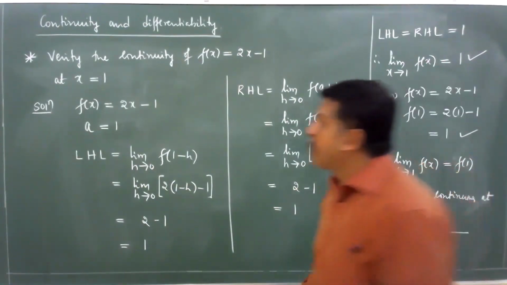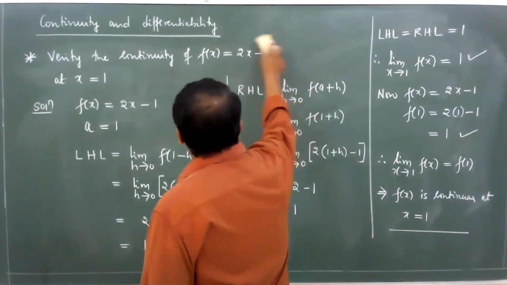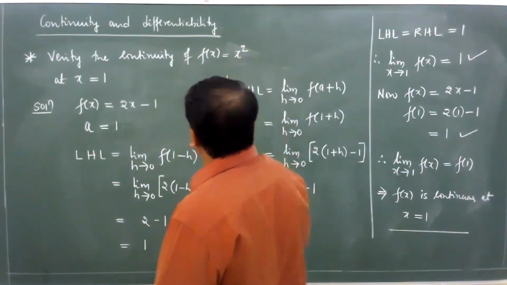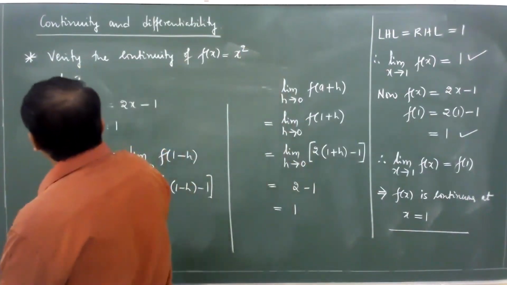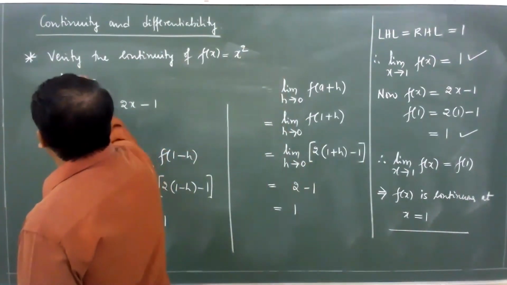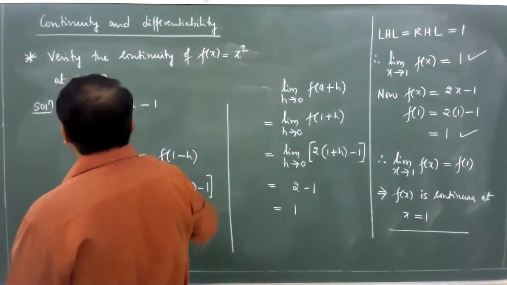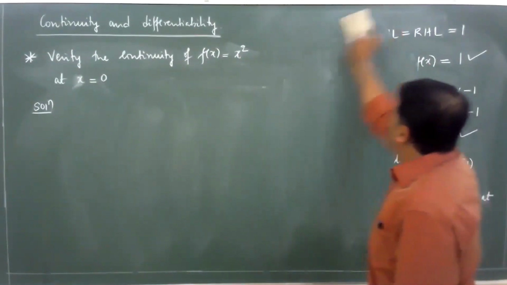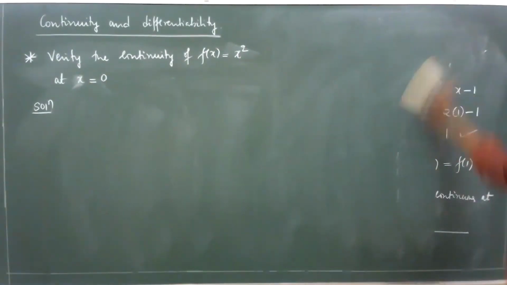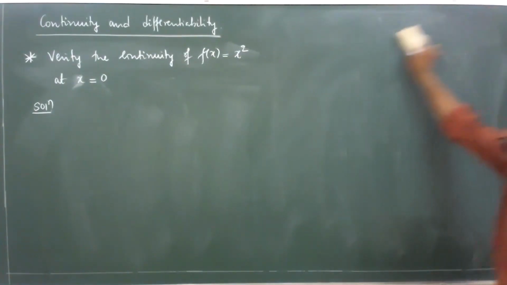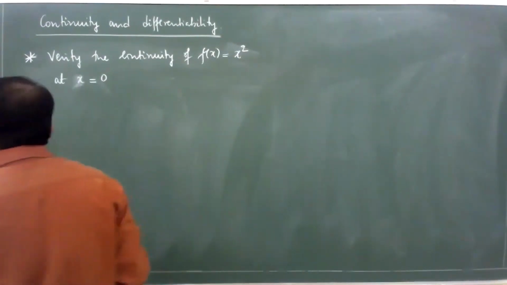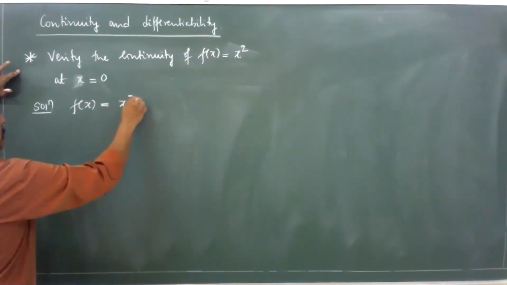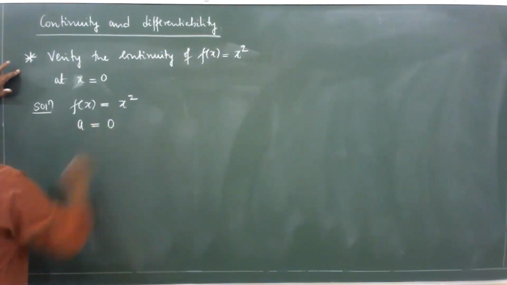Now we'll take one more problem. Verify the continuity of the function f of x is equal to x squared at x is equal to 0. Let us see how to verify the continuity of the given function. Same procedure, no changes. The given function is x squared. The reference point is 0.